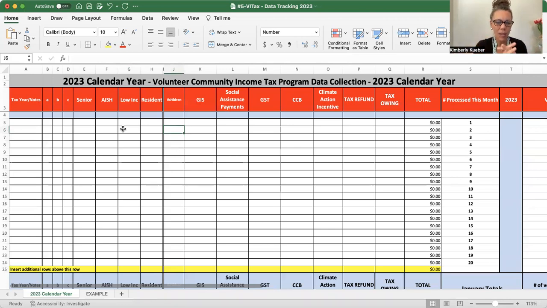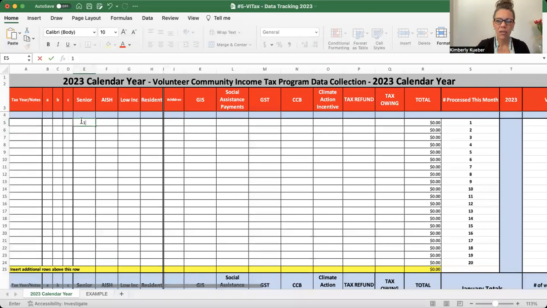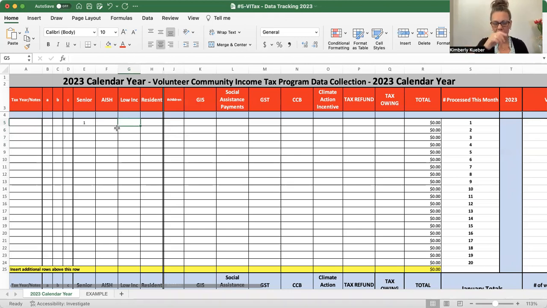So how this works is if someone is a senior, you put 1 under a senior, and then you do not put anything anywhere else. So if they're a senior and they're low income, you do not do that. So there should only be number 1 on each row. And there is one exception, and I'll get to that in a moment.